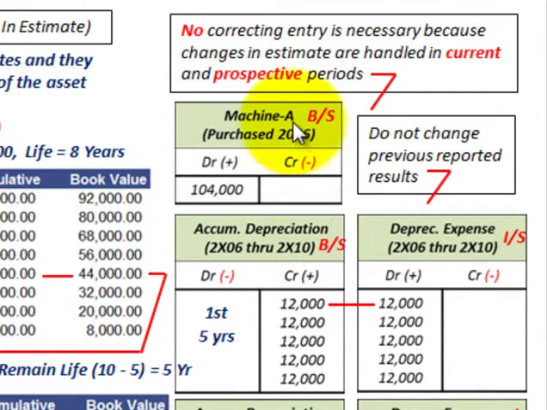So what we want to take away from this is no correcting entry is necessary because the changes in estimate are handled in the current and prospective periods. And what we mean by the current and prospective periods is those years 20X11 through 20X15. So for this original 5 years before we made that change, we do not change any previous reporting results. These sit on the books as they are. We don't make any changes to any previous results or make any correcting entries. We just leave them as they are for the first 5 years, 20X6 through 20X10.